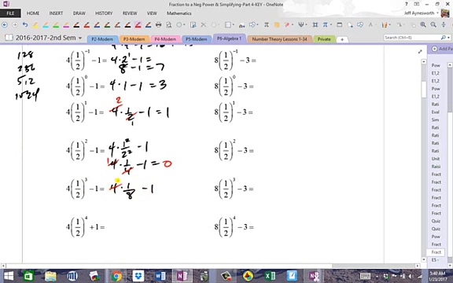So simplify. 4 into 4 is 1. 4 into 8 is 2. So you get 1/2 minus 1, which is negative 1/2. Okay, there's that simplifying part that I'm talking about here. Divide both by 4, and 4/8 is 1/2. 1/2 minus 1 is negative 1/2.